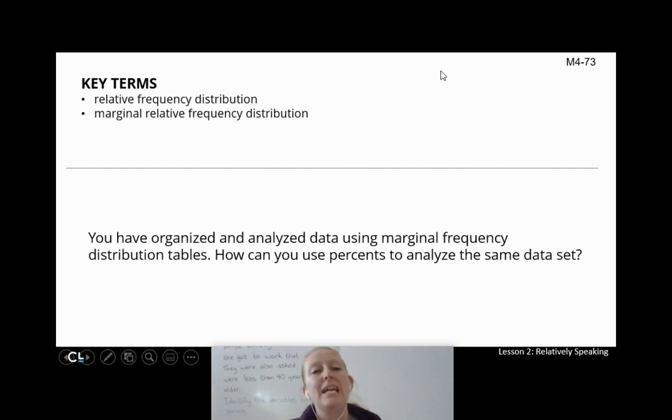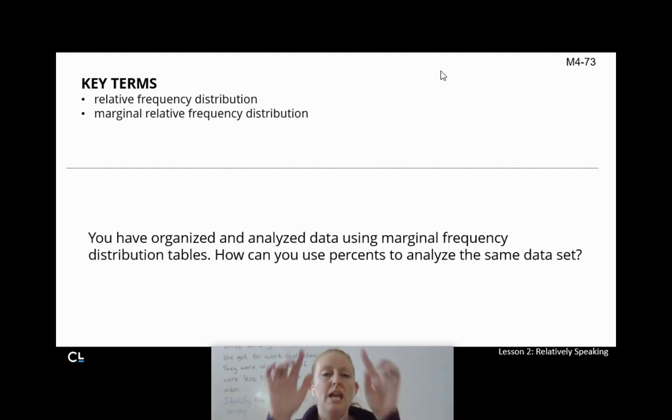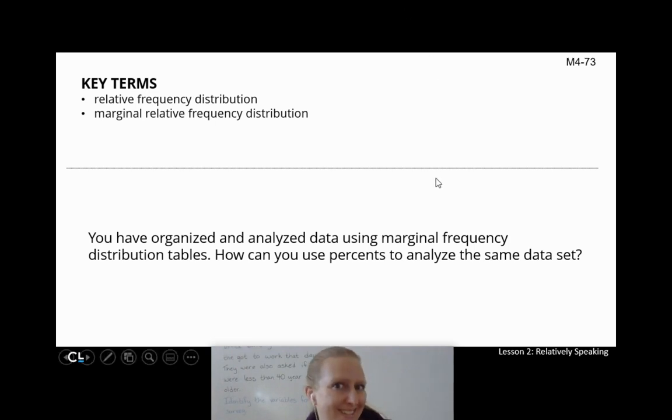So you have organized and analyzed data using marginal frequency distribution tables, right? We put them all into our groups, and then we added up each group, and we added up each group, and then we made sure that we had our total and that everything matched up nicely, right? We've done that already. But how can you use percents to analyze the same data set? Now instead of just raw numbers, what if we used percents?